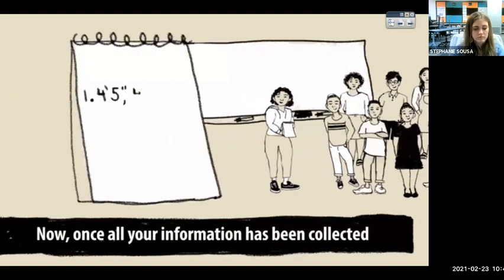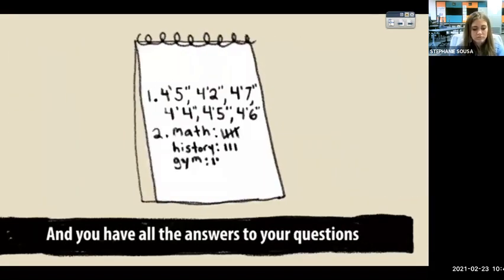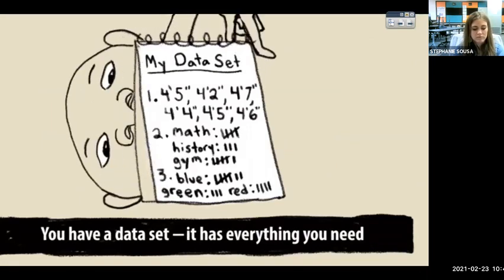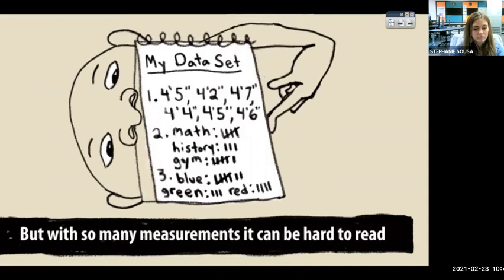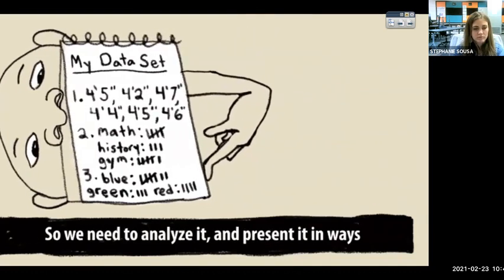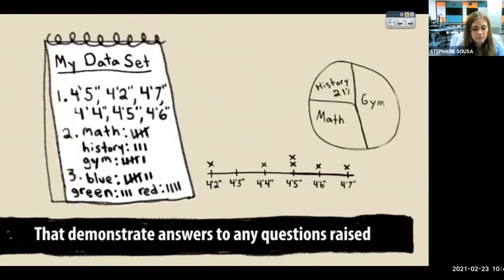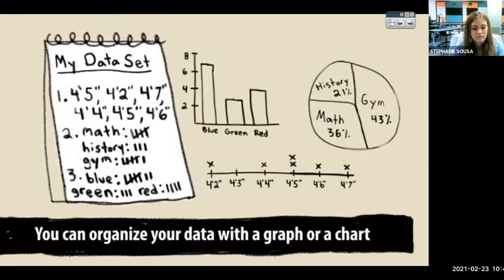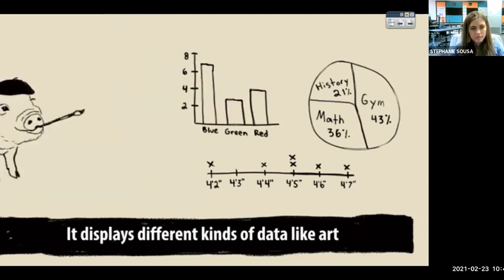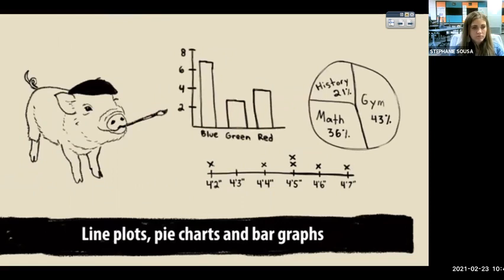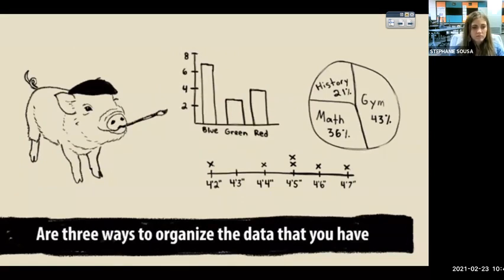Now, once all your information has been collected, and you have all the answers to your questions, you have a data set. It has everything you need. With so many measurements, it can be hard to read, so we need to analyze it, present it in ways that demonstrate answers to any questions raised. You can organize your data with a graph or a chart. It displays different kinds of data. Line plots, pie charts, and bar graphs are 3 ways to organize the data that you have.